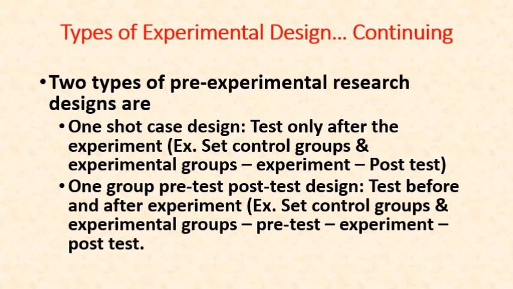Two types of pre-experimental research designs are, first, one shot case design. That means test only after the experiment. For example, set control groups and experimental groups first, then conduct the experiment and post-test. That means the test is conducted only after the experiment. Then the second, one group pre-test and post-test design. That means test before and after the experiment. For example, set control groups and experimental groups first, then pre-test. That means the test is conducted before the experiment. Then the experiment is conducted. Then post-test. That means once again the test is conducted after the experiment.